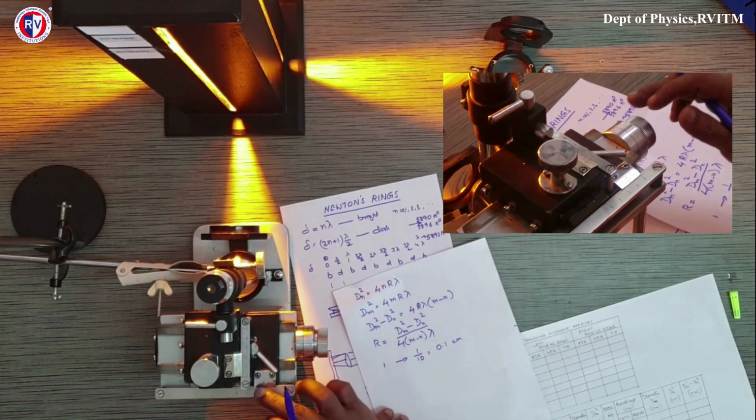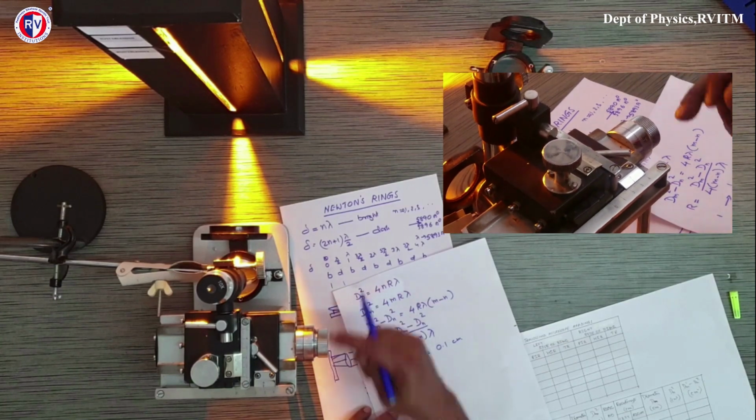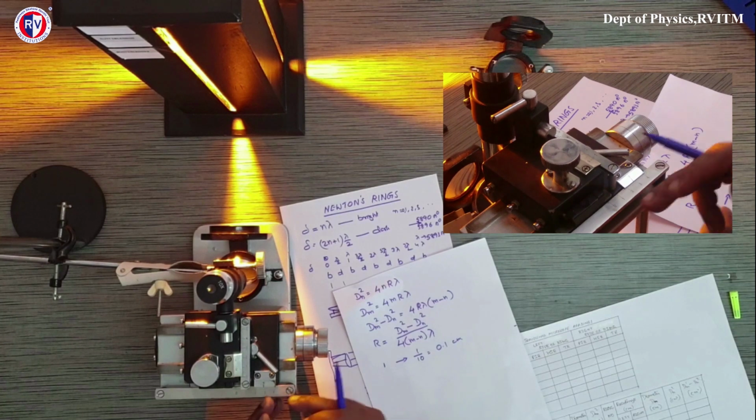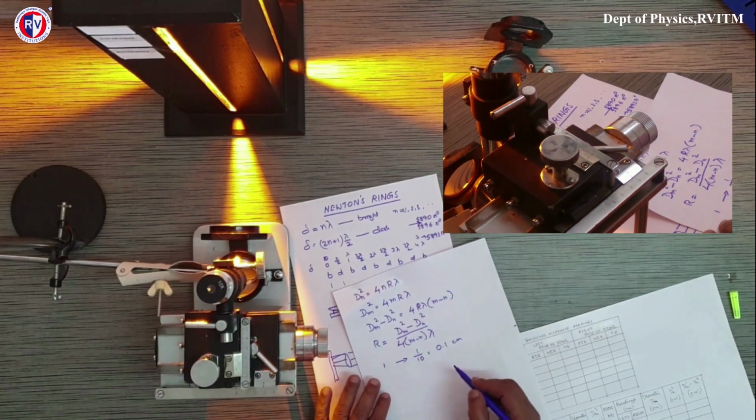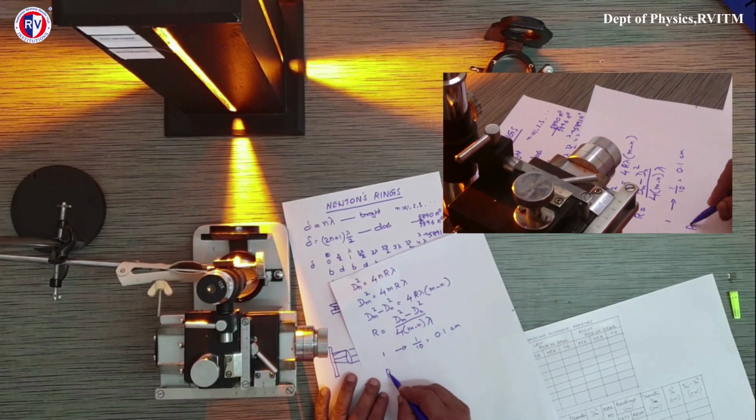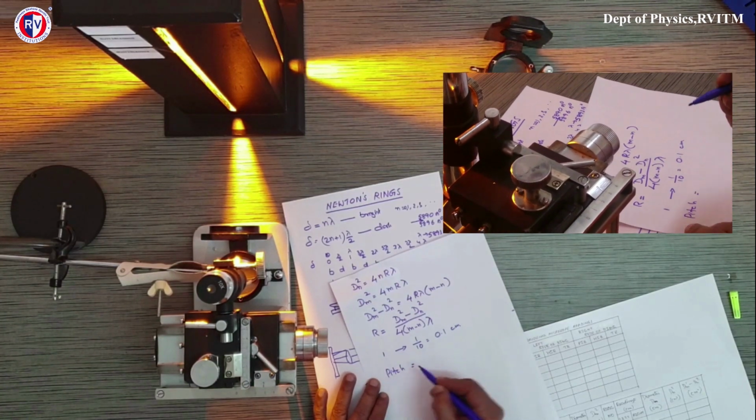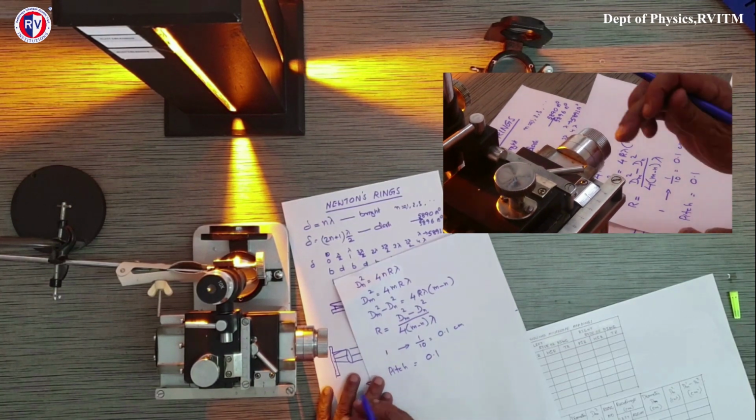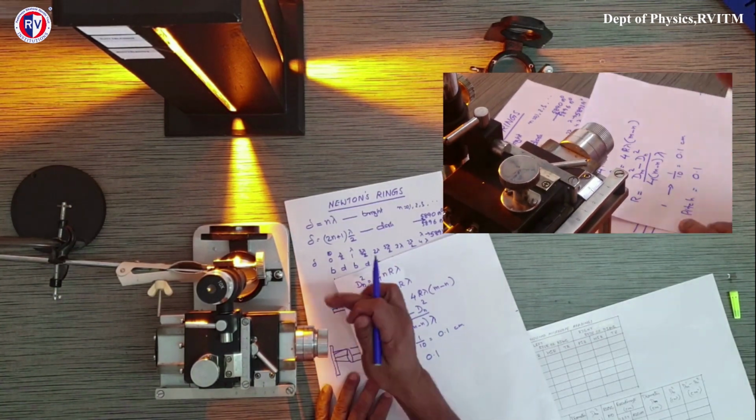For counting that exactly, you can make 5 rotations and see how much distance it moves. Usually it will move 5 divisions. So the distance moved by the number of rotations will give you the pitch. First we will calculate the pitch. The pitch in this case will be 0.1, the distance moved per rotation, and the head scale has 100 divisions.